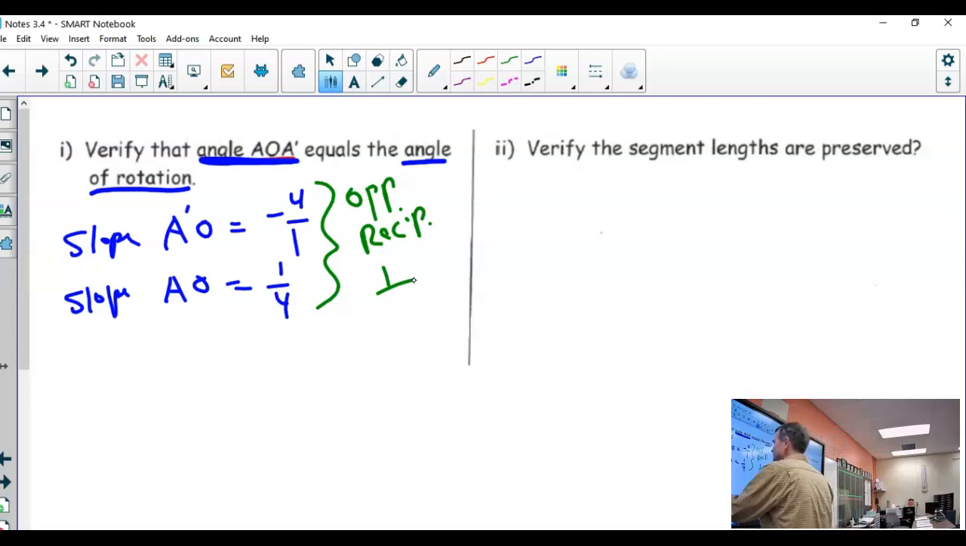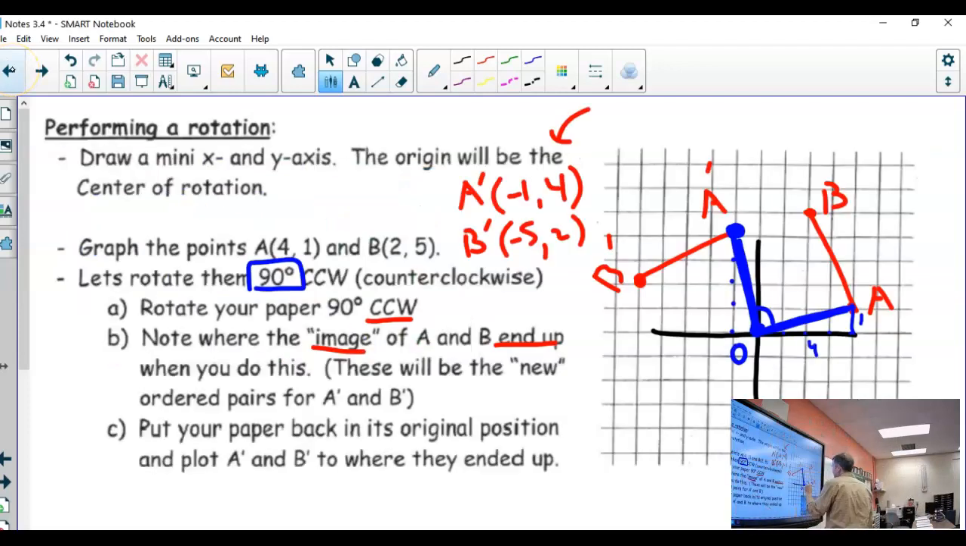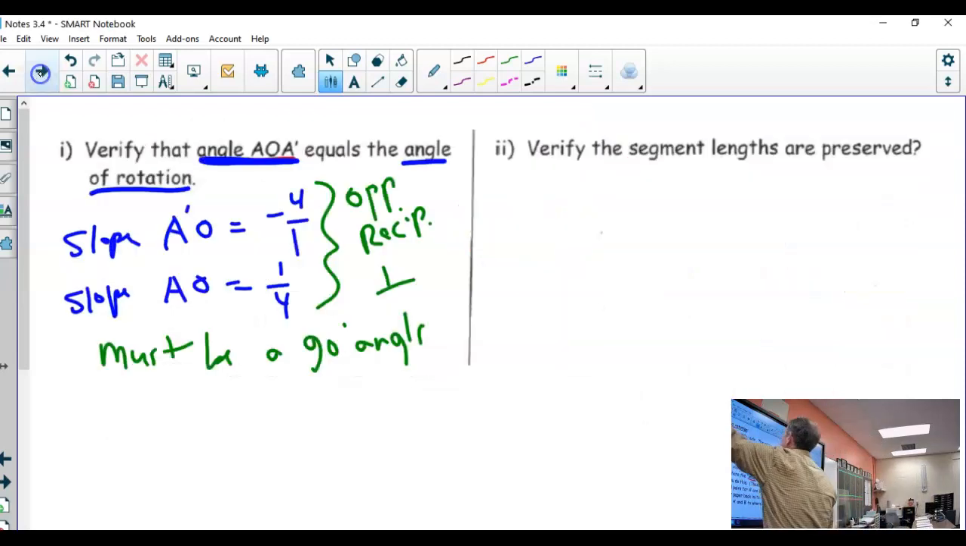So therefore, they must be a 90-degree angle. And we have verified that this angle right here must be 90 degrees because those lines are perpendicular to each other, because their slopes were opposite reciprocals. Okay, so what's the other thing we want to verify? Verify that these segment lengths are preserved.